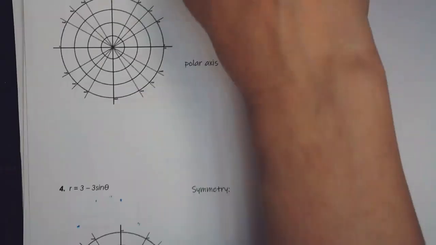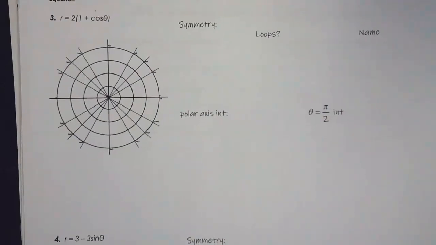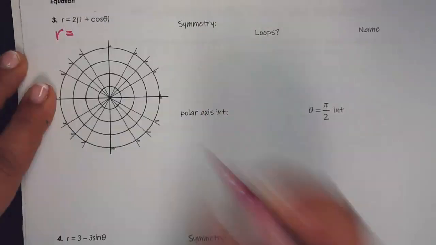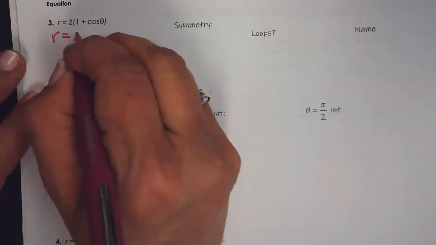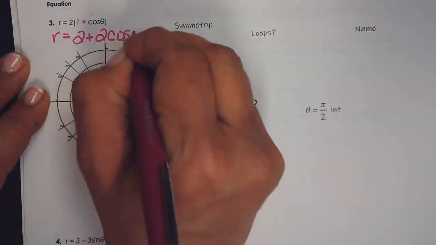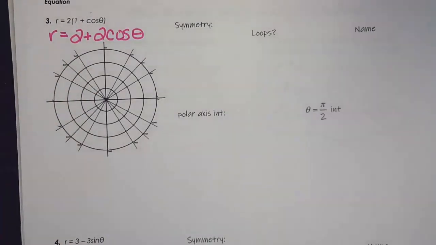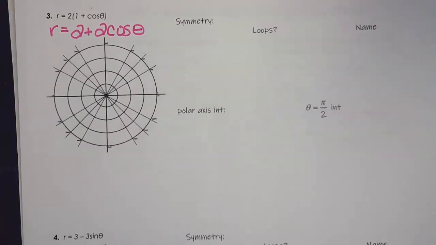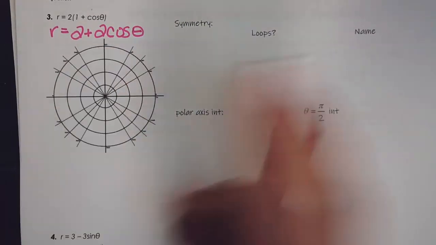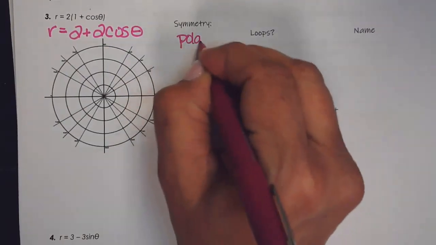So this one, number 3, we have r equals 2 times the quantity 1 plus cosine theta. Let's make this look more like the form that we're used to. So we'll say this is 2 plus 2 cosine theta. And based on the equation, you guys, what kind of symmetry would we have? Polar axis, because we're dealing with cosine. Good.